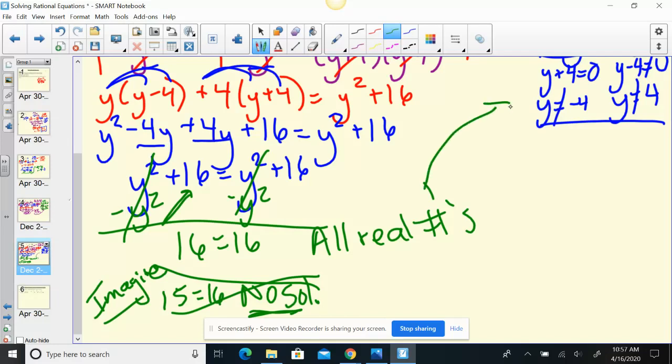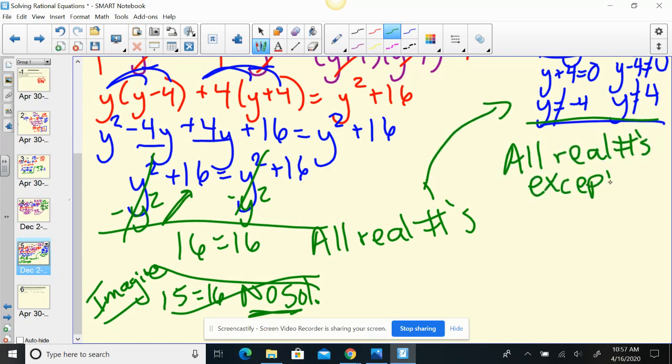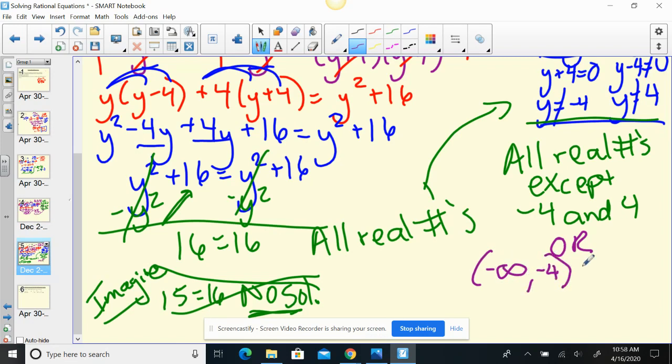So typically in Math 1, it would be all real numbers. But in Math 3, we talk about these things that are restrictions. So when I write my solution set, I can say all real numbers except negative 4 and 4, because those would make it undefined, since it would make me divide by 0, and I'm not allowed to do that. Or you can write your solution set as negative infinity to negative 4, union negative 4 to 4, union 4 to infinity.